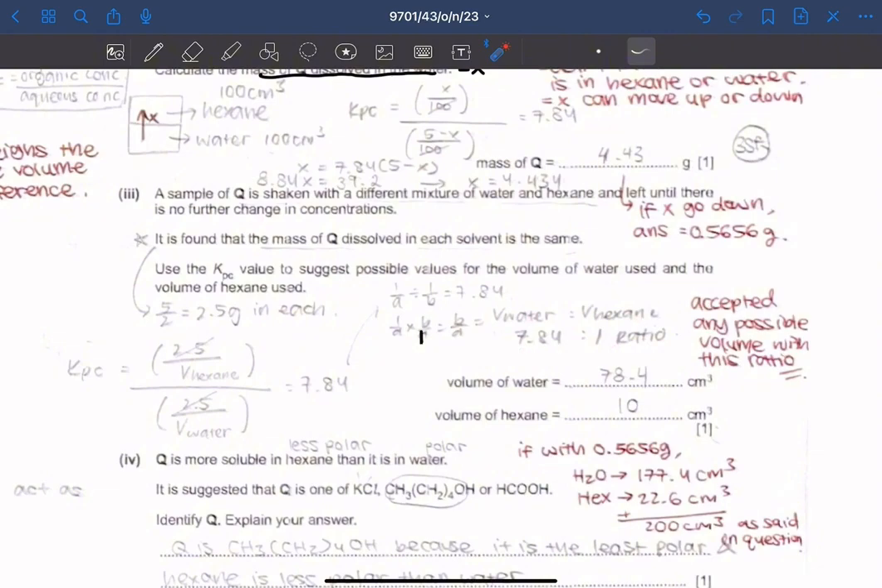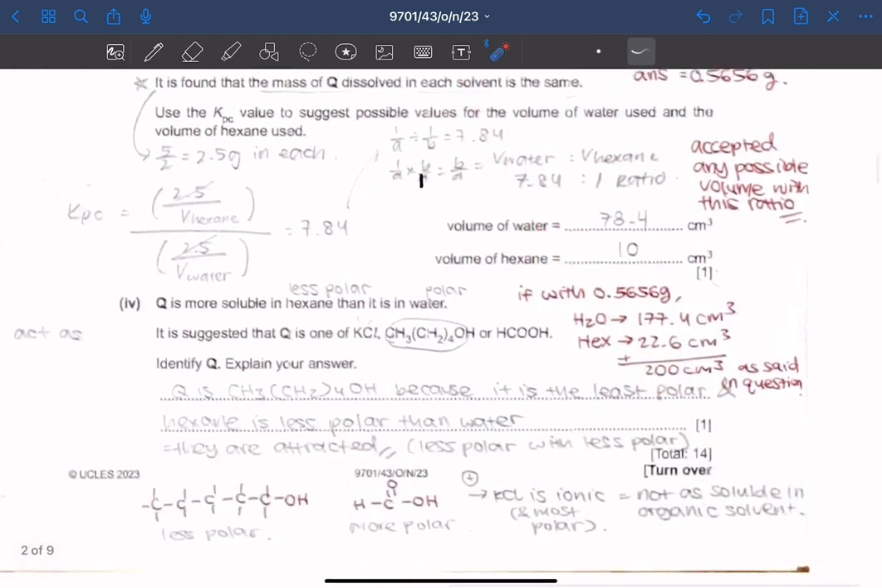So from this ratio, you can use any volume of water and hexane, accepting any possible volume with this ratio. So in here, I chose 7.84 cm cube and 10 cm cube, which is within the ratio. Or in the answer key, if you use 0.5656 gram for the previous question, you can use 177.4 cm cube and 22.6 cm cube, which both add up to 200 cm cube, which is the same total volume as the previous question, 200 cm cube.